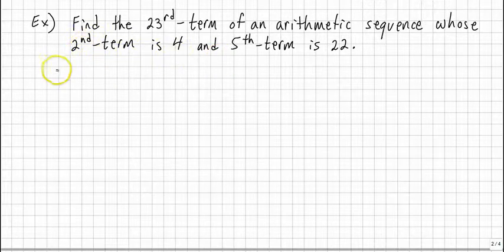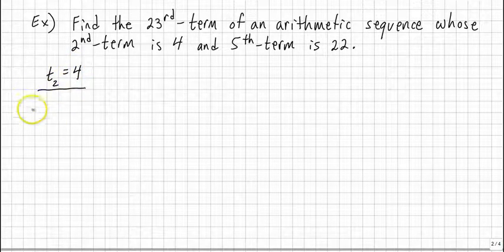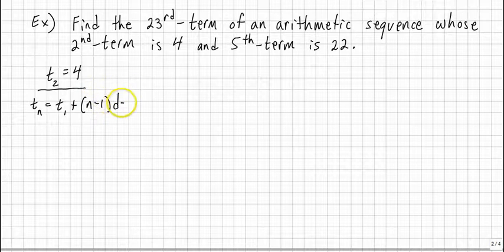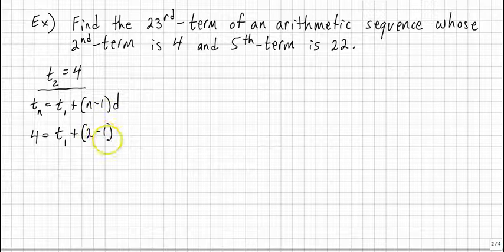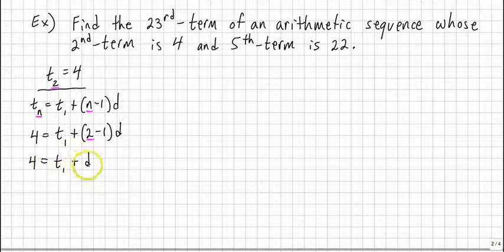We know that the second term is 4. So t sub 2 is 4. Well, we know that the nth term for an arithmetic sequence is the first term plus n minus 1 times d. They're telling us here that the second term is 4. So 4 should equal the first term plus 2 minus 1 times d. If we simplify, 4 equals t sub 1 plus d. So this 2 right here, that's our n. So we just plug that in for n, and then we know that the term is actually 4, so we plug in 4 for the term. And we see that 4 should equal the first term plus the common difference, which we don't know what either one of those is.